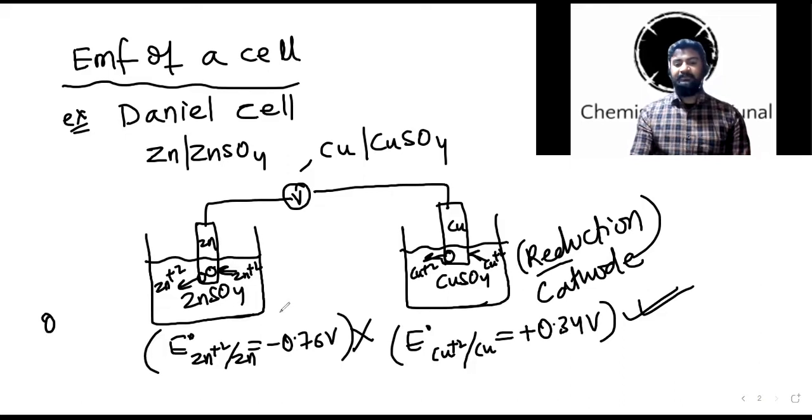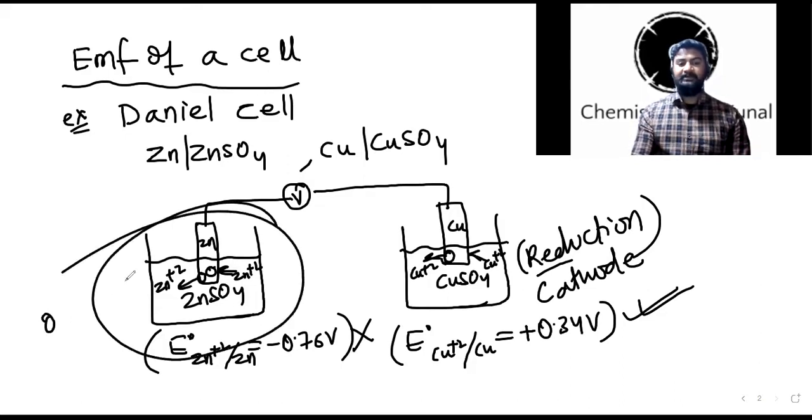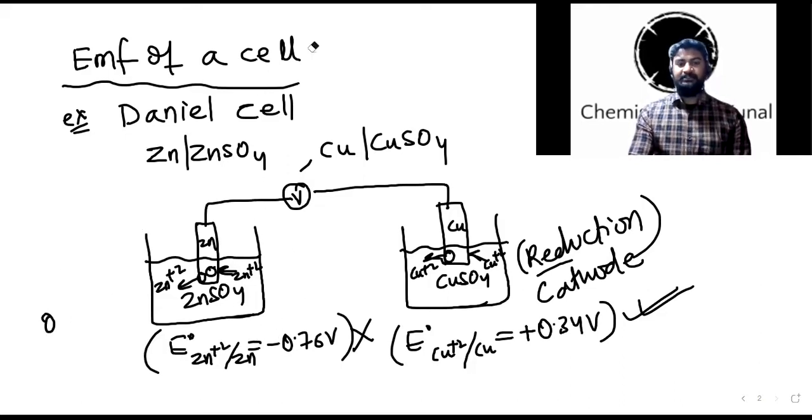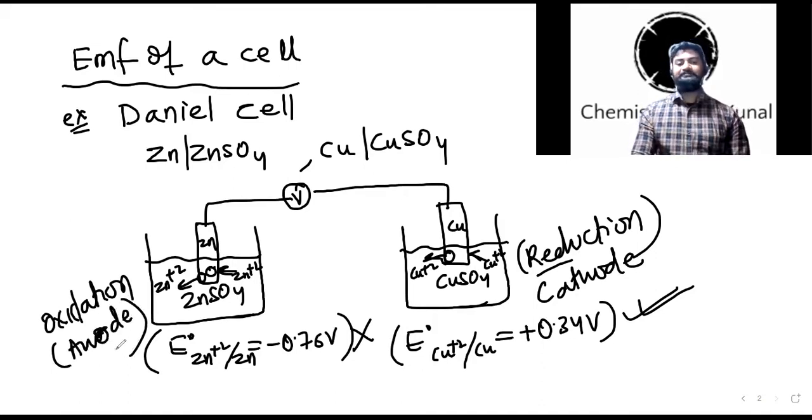And this other part does not undergo reduction, it will undergo oxidation. This part undergoes oxidation, which is the anode. Yes, it's the anode. Now, just think about it, how to find the EMF of the cell. How much voltage will be flowing from left side to right side, or right side to left side? How much voltage will be generated? So it would be high minus low.